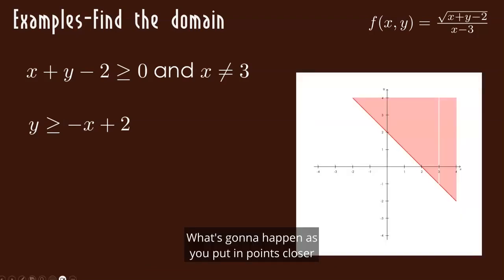What's going to happen as you put in points closer and closer to 3? You're going to get 0 on the bottom. 0 on the bottom means we're going for infinity, either up or down. It's going to zoom up to infinity, so you've got kind of like this giant wave going up and this wave going down.